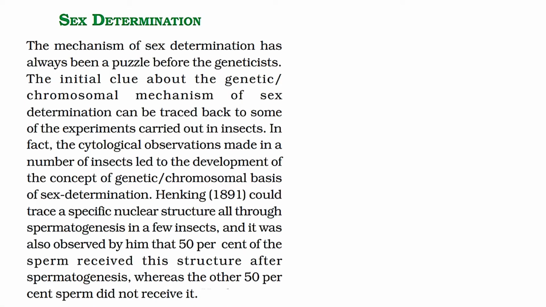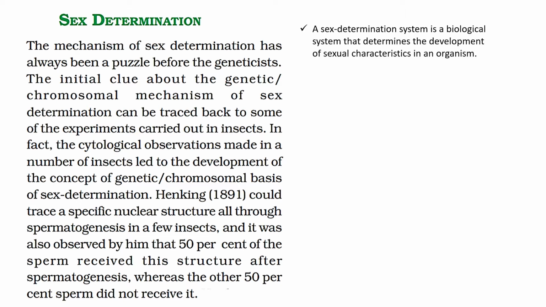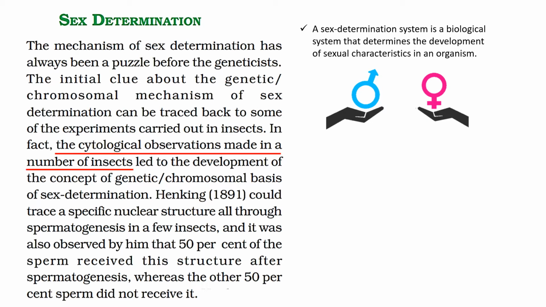Sex determination in humans. To understand sex determination in humans, first let's understand what sex determination is. A sex determination system is a biological system that determines the development of sexual characteristics in an organism, which helps us to know whether the offspring is a male or a female.